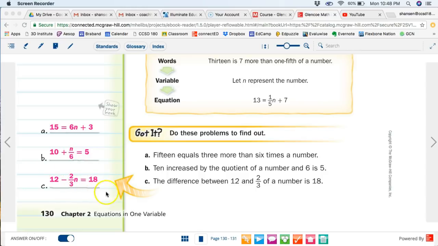I don't have to solve any of these, I'm just translating. Okay. If you need to see them again, pause and go back. Otherwise, well, let's forge ahead.